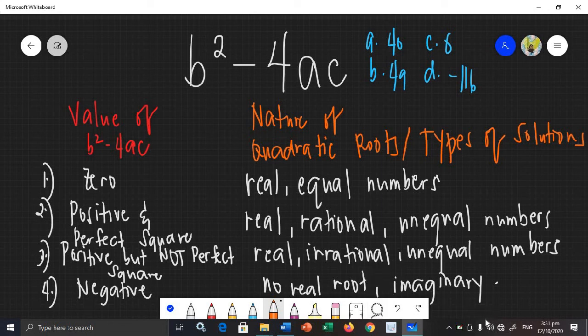So that concludes our lesson regarding nature of quadratic roots, or finding the nature of quadratic roots using the discriminant b squared minus 4ac.